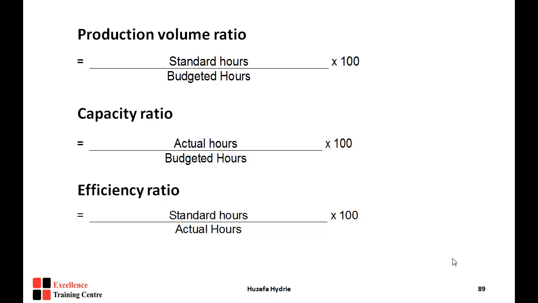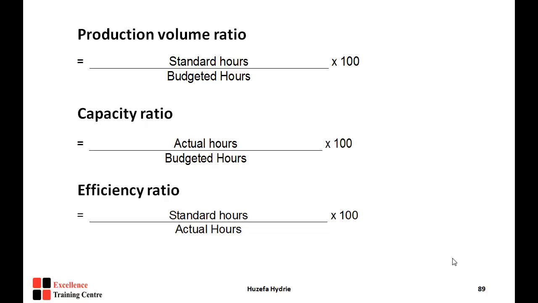So if they are taking more number of hours than the budgeted, will it be a good or a better comparison? Will the labor be efficient? Can you consider it efficient? No. Capacity ratio. What does capacity ratio show? Capacity ratio shows how much the labor is having the capacity to work.